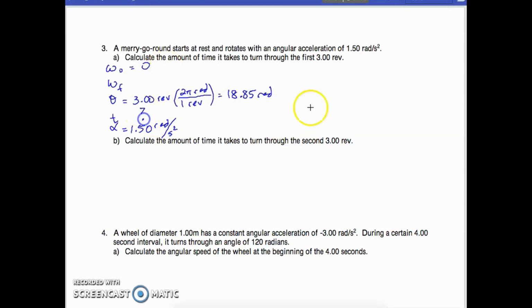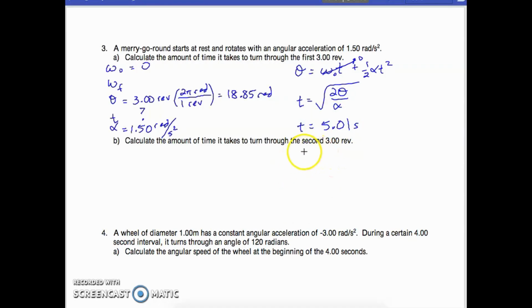And we're looking for the amount of time. So theta equals omega naught t plus 1/2 alpha t squared. That turns out to be 0. 18.85, 1/2 of 1.5, don't forget to take the square root, 2 theta over alpha. This gets us a time of 5.01 seconds.